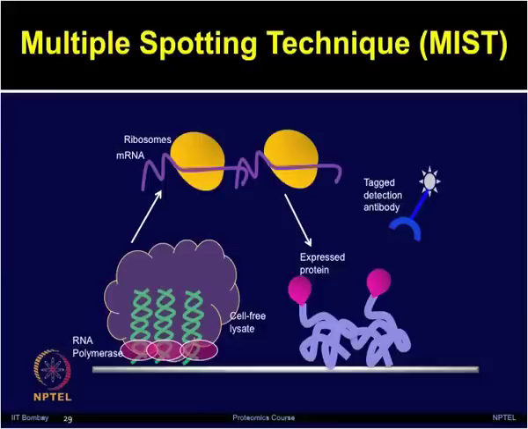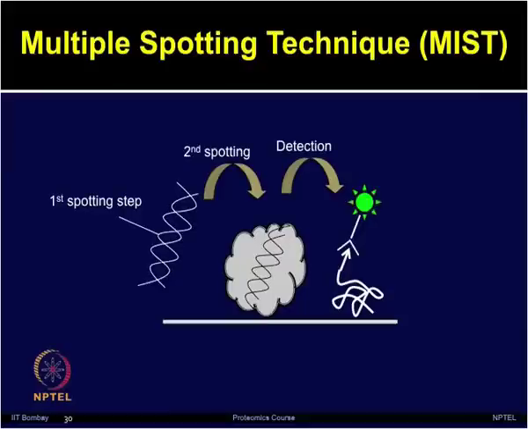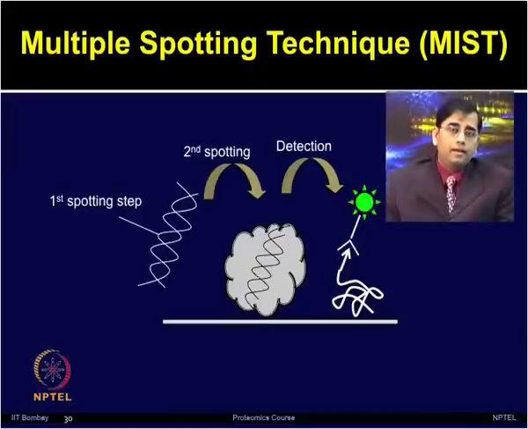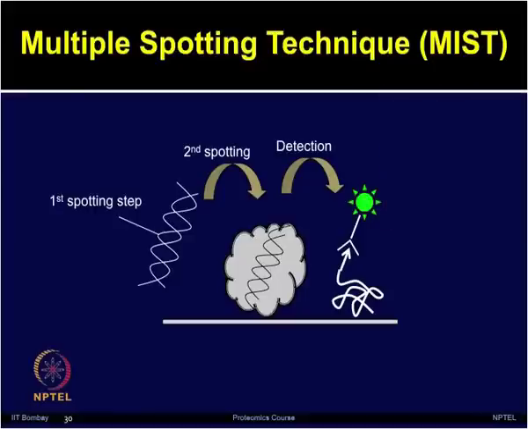So, after incubation, both transcription and translation processes happen, and then proteins are synthesized, which can be detected by using detection antibodies. So, overall, in the MIST technique, the DNA template is spotted in the first step, followed by the cell-free lysate in the second step, which is directly added on top of the first spot. The expressed protein is detected by using fluorescently tagged antibody.